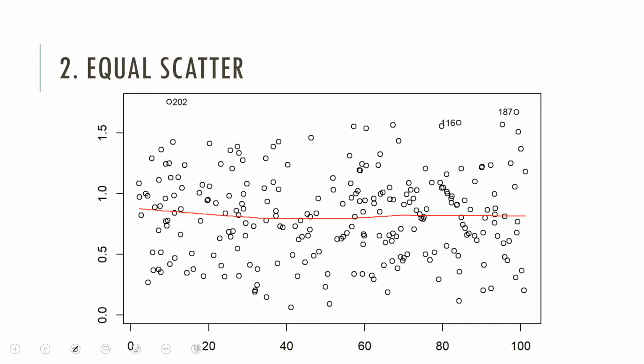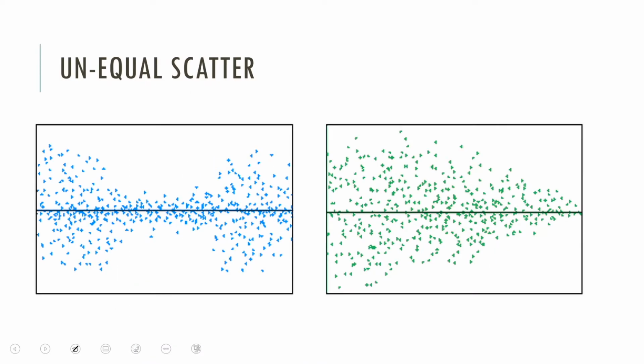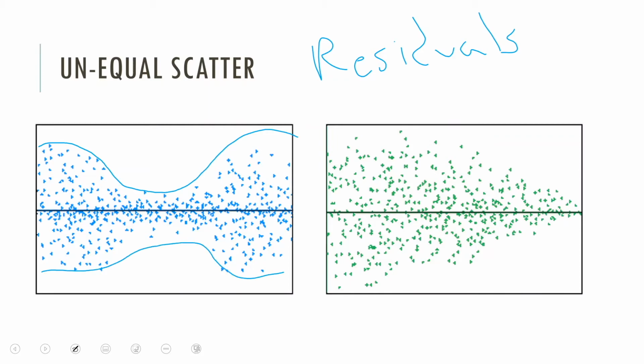Well, what does poor scatter look like? What does unequal scatter look like? Well, it looks something like this. So these are still residuals, the fitted value minus the observed value. And we see here we kind of have this pattern, right? It looks like a bow tie, almost. This is not good. This is no good. We do not want this.